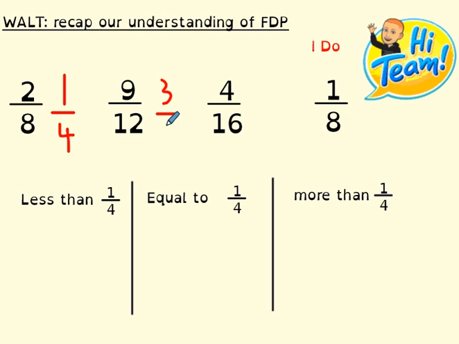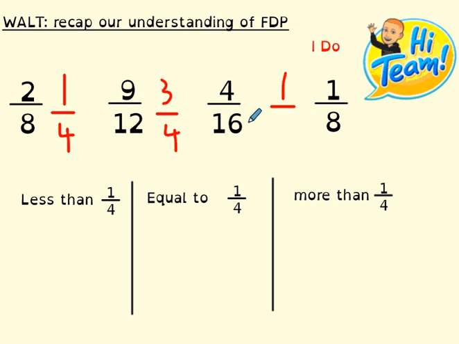9 divided by 3 is 3. 12 divided by 3 is 4. What can I divide these two both by? I can divide them both by 4. 4 divided by 4 is 1. 16 divided by 4 is 4.